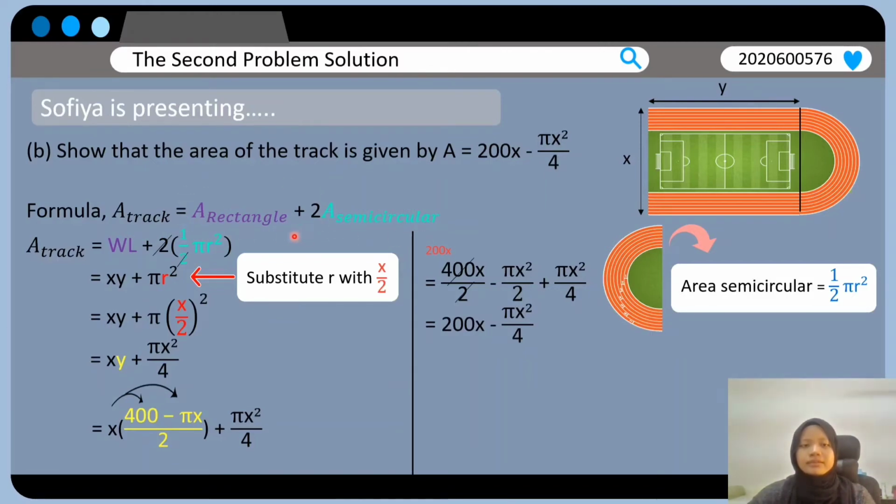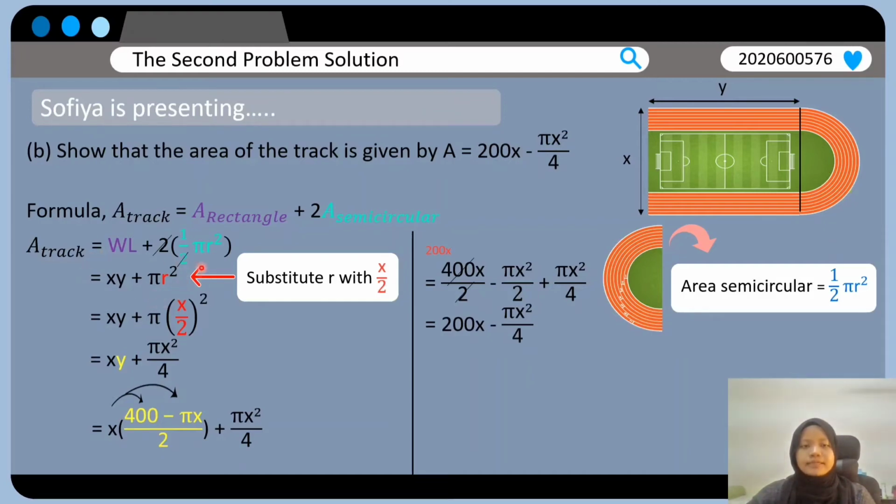The area of the rectangle is width times length. In the figure, the width is x, the length is y, so substitute them into the formula, it would be xy. Then, the area of the semicircle is 1 over 2 pi r squared, so substitute the value into the formula, so plus 2 times 1 over 2 pi r squared. After simplifying, you will get pi r squared.